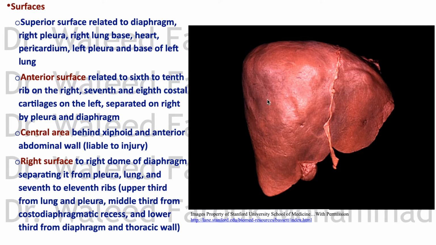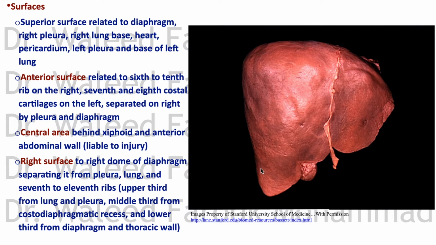And the right surface, you can divide it into three parts. The upper third is related to the diaphragm, the pleura, and the lung. The middle third is related to the diaphragm and the costodiaphragmatic recess. The lower third is related to the diaphragm and the thoracic cage.